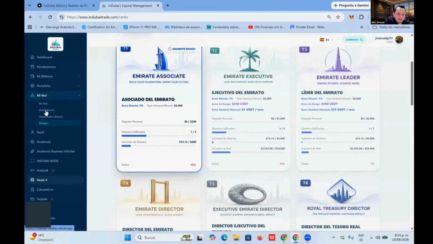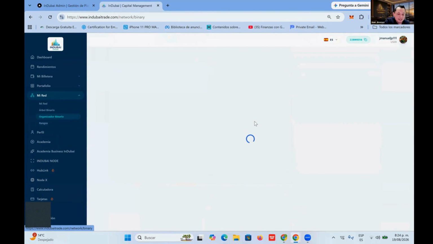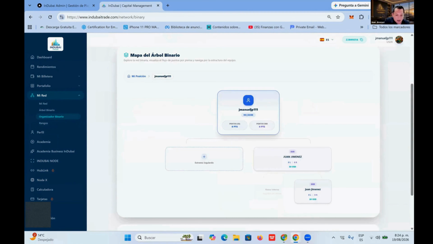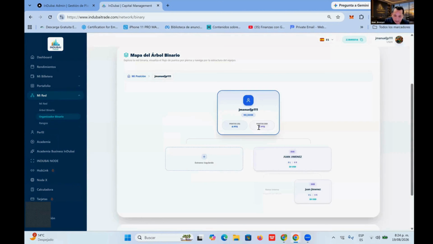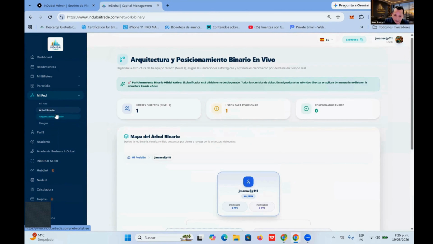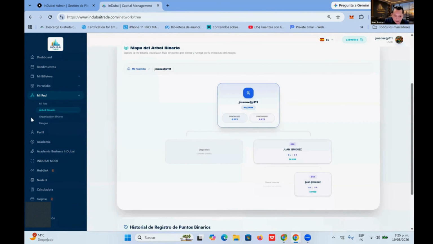Let's say you join, let's go now to the binary organizer here, right? And you bring in a person, and you are going to choose where you are going to place them. For example, I'm going to place them here. Look. Yes? And I place it. Up here, you have two links. You are going to go here to the binary tree, and the two links should appear.